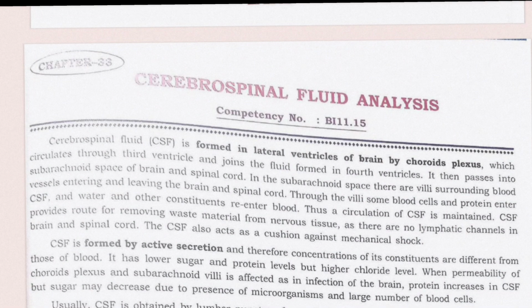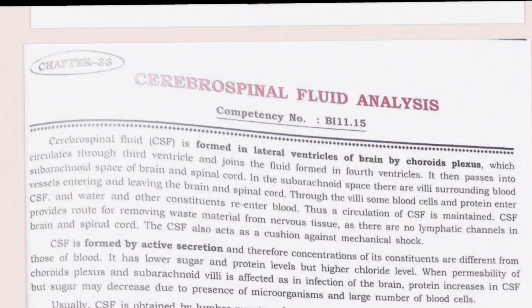Cerebrospinal fluid, CSF, is formed in lateral ventricles of brain by choroid plexus. ये कहाँ बनता है? तो लैटरल वेंट्रिकल्स में बनता है, ब्रेन में, by choroidal plexus, which circulates through third ventricle and joins the fluid formed in fourth ventricles. It then passes into subarachnoid space of brain and spinal cord.